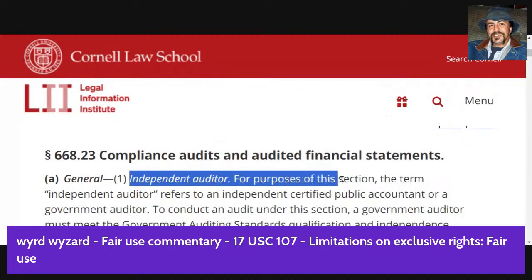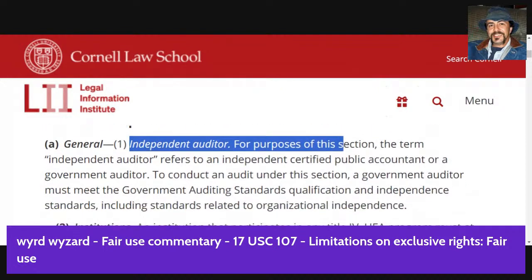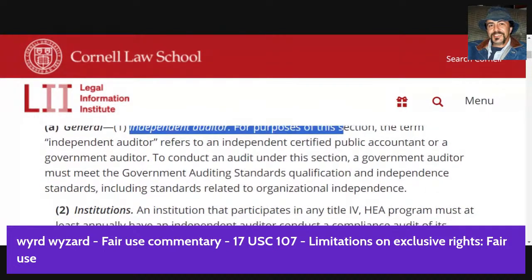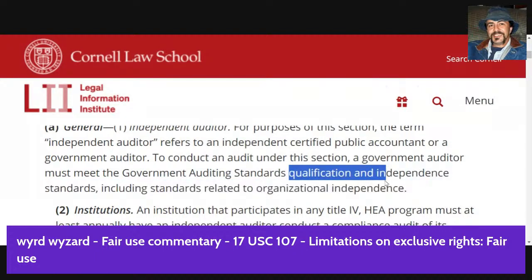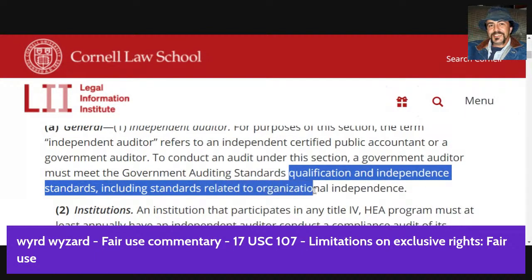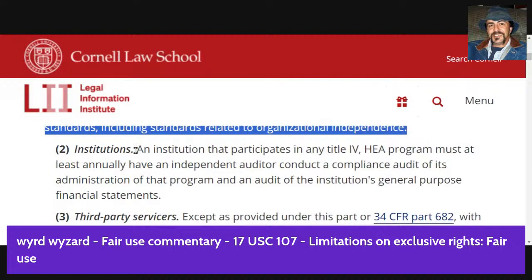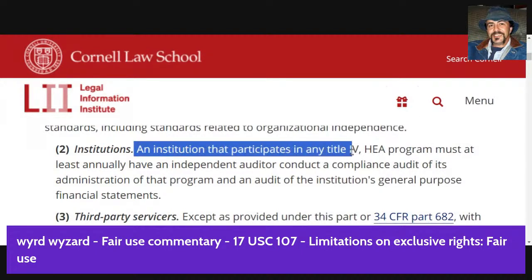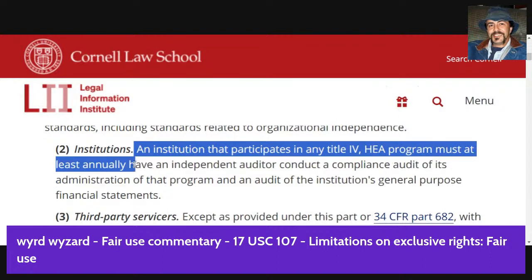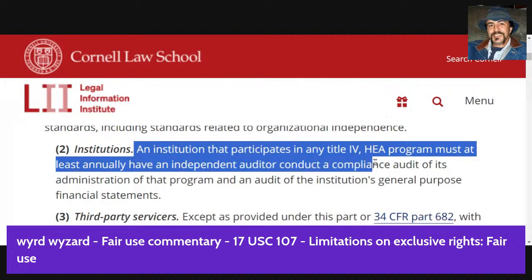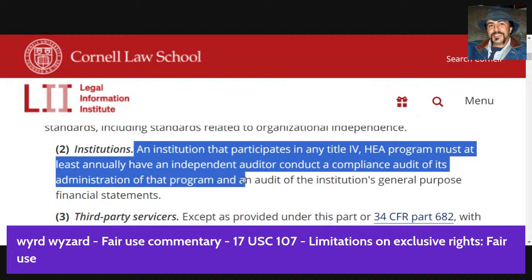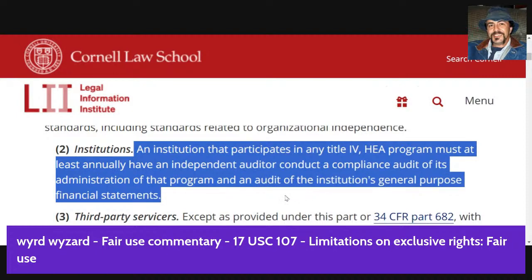Independent auditor. For purposes of this section, the term independent auditor refers to an independent certified public accountant or a government auditor. To conduct an audit under this section, a government auditor must meet the government auditing standards, qualification, and independence standards, including standards related to organizational independence. Institutions. An institution that participates in any Title IV or higher education assistance program must at least annually have an independent auditor conduct a compliance audit of its administration of that program and an audit of the institution's general purpose financial statements.